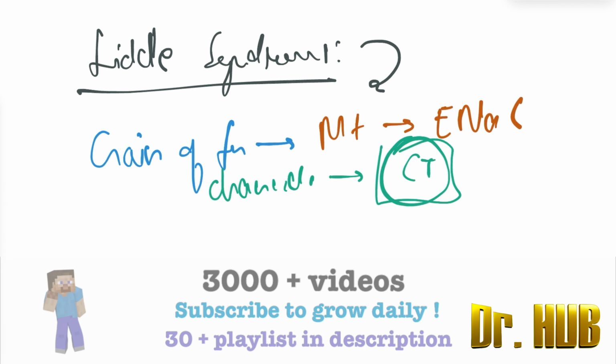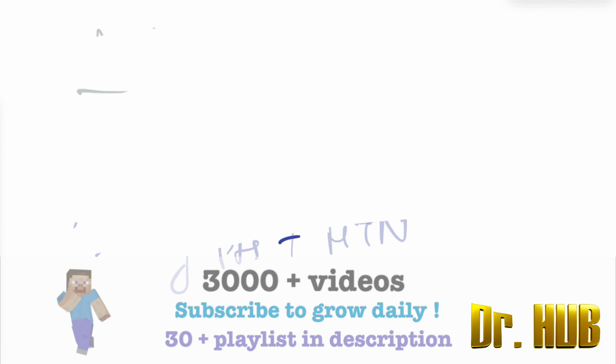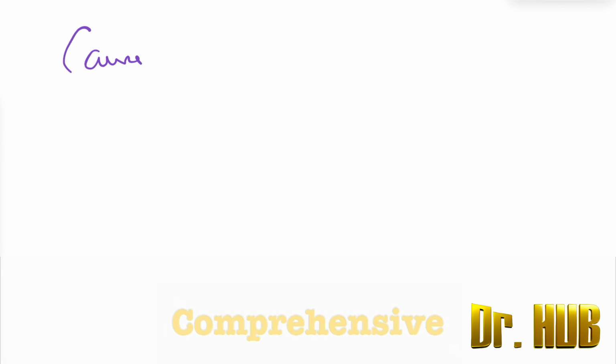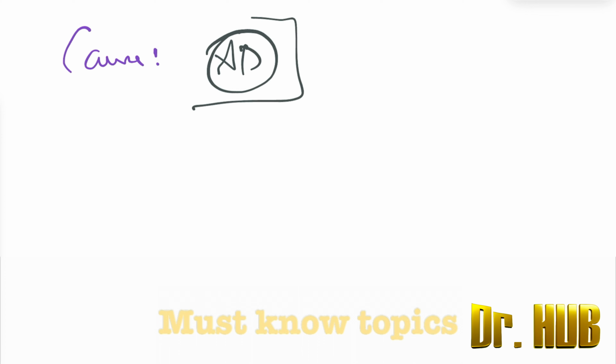So what is the age group involved in the Liddle syndrome? It is present in young patients, young patients with hypertension. Now we are going to look at the cause of this. The cause is that it is autosomal dominant. So most of the cases we saw were autosomal recessive, whereas here it is autosomal dominant.